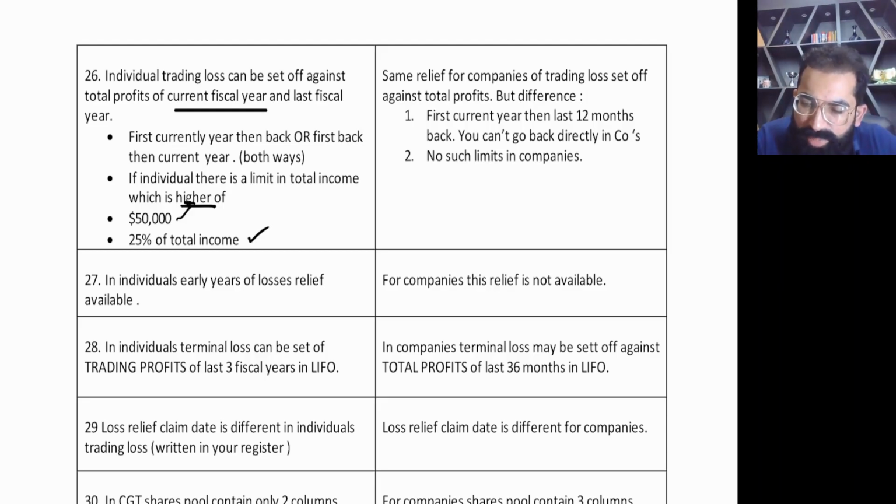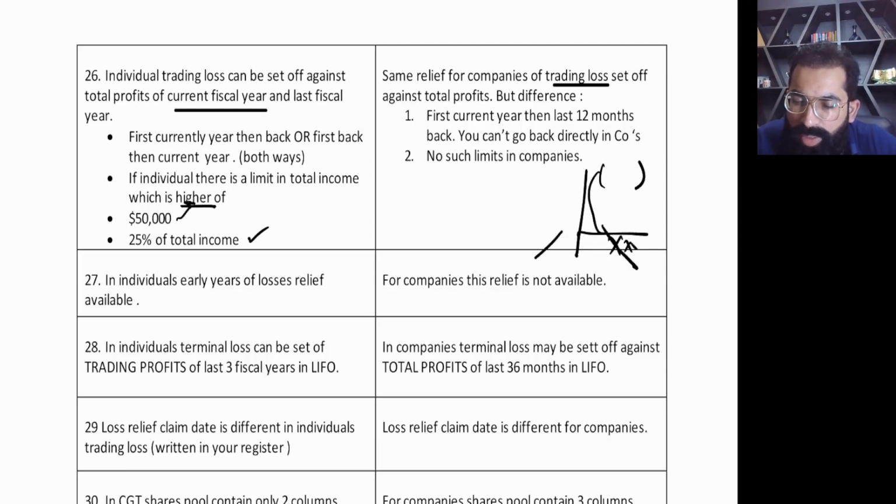Now, the same relief is available for trading loss of companies, but very important, if you are a company and you have a trading loss, yes, you can go 12 months back, but first of all you need to kill the current year total income, and then you can go 12 months back. You cannot go directly 12 months back in companies, okay? And there is no such limit of 50,000 in companies. It's only for individuals.